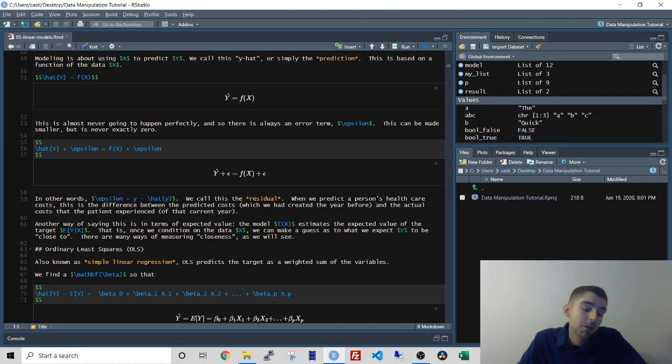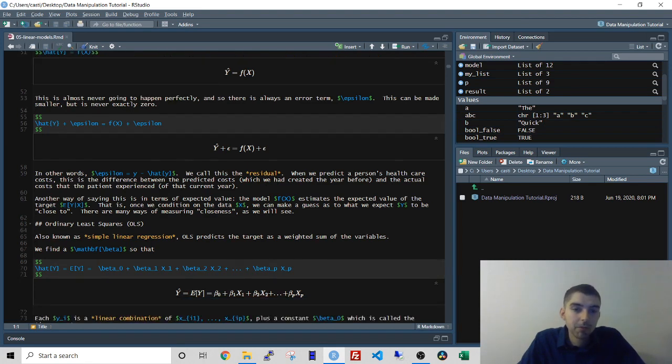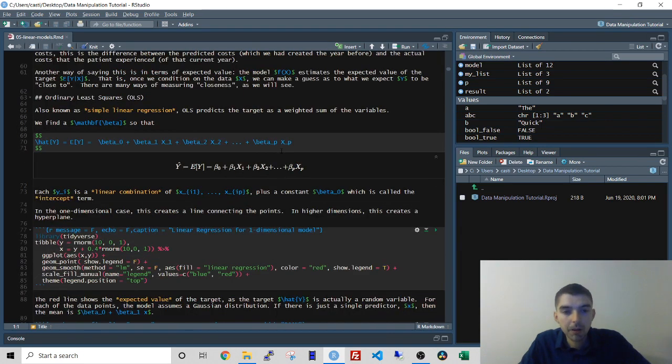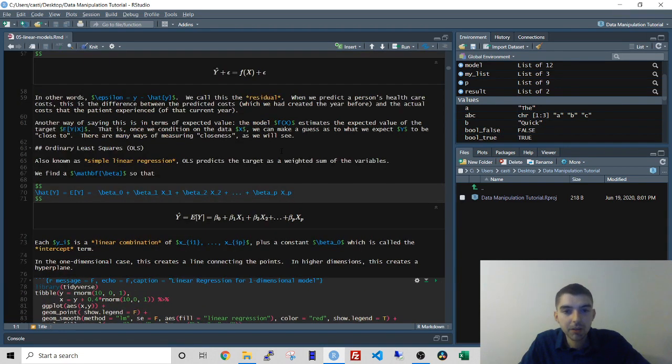The model's never going to be perfect. There's always going to be an error. That error is going to get smaller as the model gets better, but it's never going to disappear. This is always notated as epsilon for error. There's something called a residual, which is the difference between the actual value and the model's prediction. The text The Elements of Statistical Learning will go into a lot more detail.